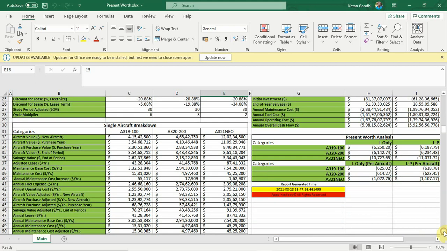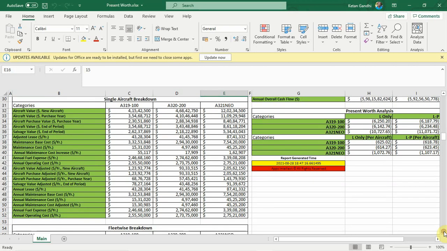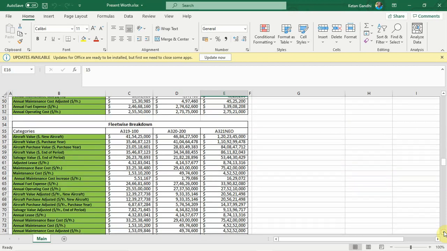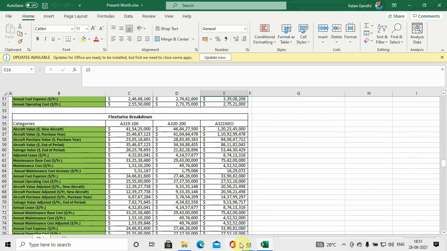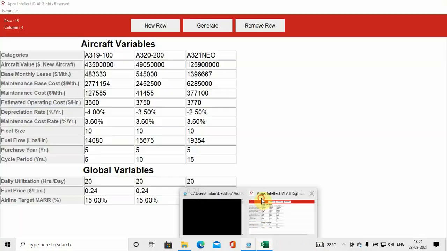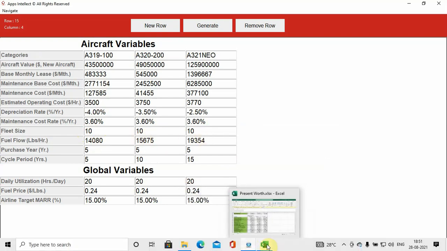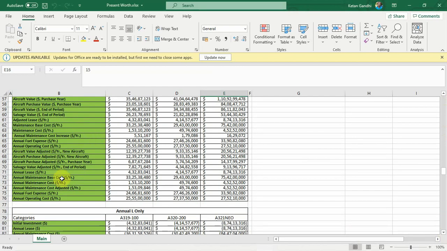Now we'll have a single aircraft breakdown, where we'll go through all the parameters for a single aircraft, and then we'll have a fleet size breakdown. We have taken 10 aircraft per fleet type, as we have entered here. So we multiply all the values from the single aircraft by 10, and after calculating into 10 we get these values. The same parameters are used.